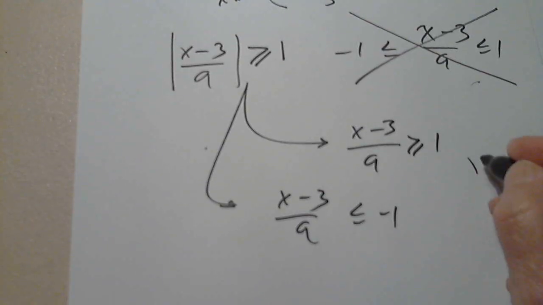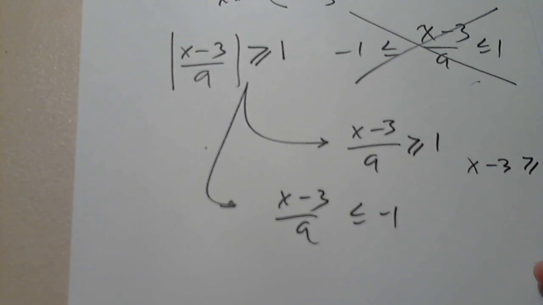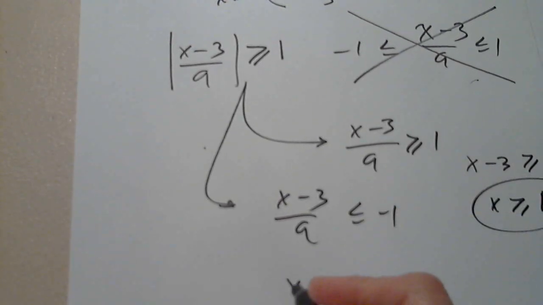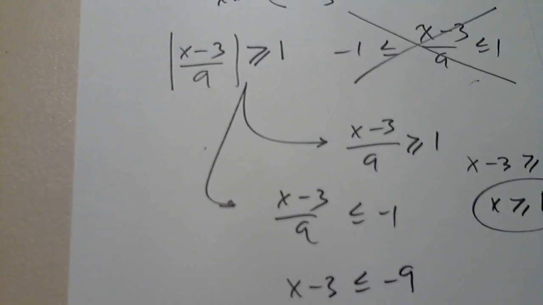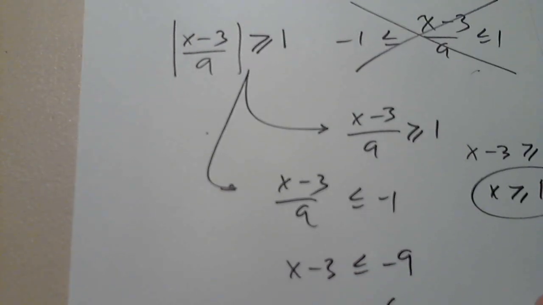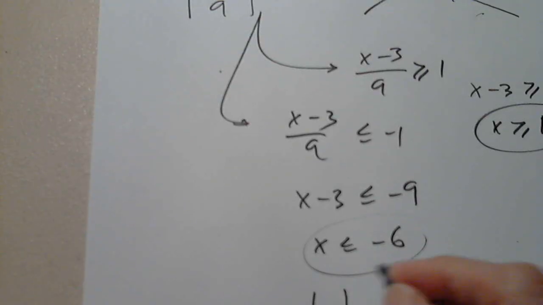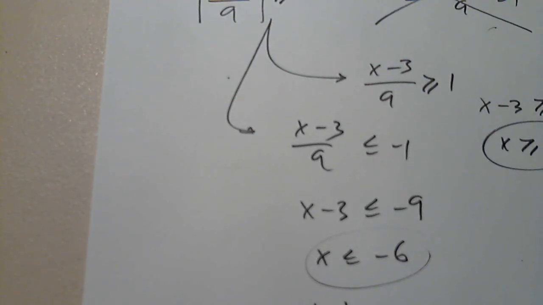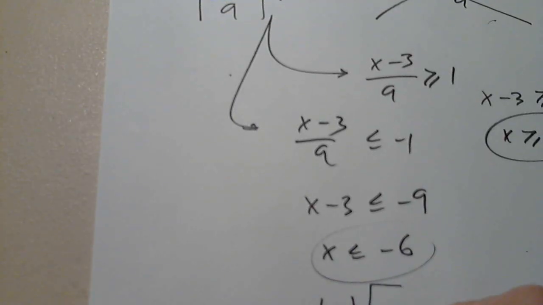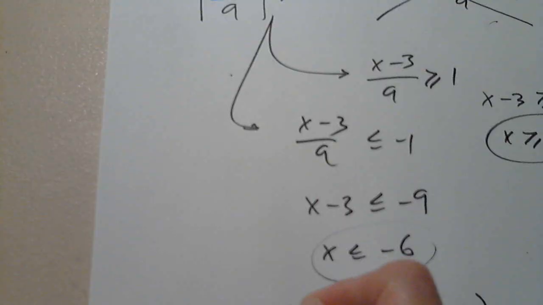So this one is x minus 3 greater than or equal to 9, which means x greater than or equal to 12. And this one is x minus 3 less than or equal to -9, which means x less than or equal to -6. And the answer is always with a union. Always. So greater than or equal to 12 is this, less than or equal to -6 is this.